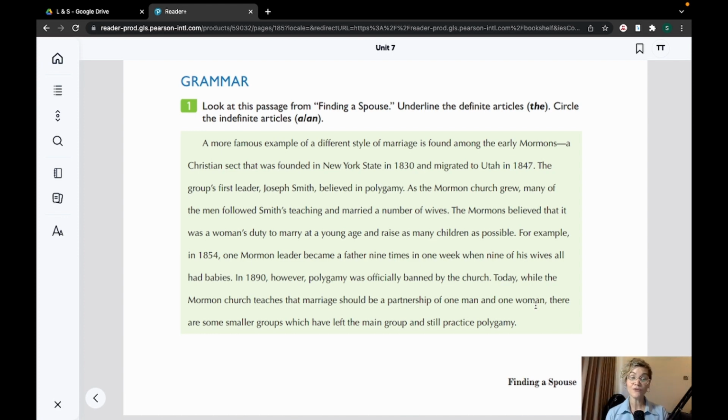Now, before we really dive into that, we're going to look at this passage from Finding a Spouse. And I'd like you to underline the definite articles, the, and I'd like you to circle the indefinite articles or un. Go ahead.